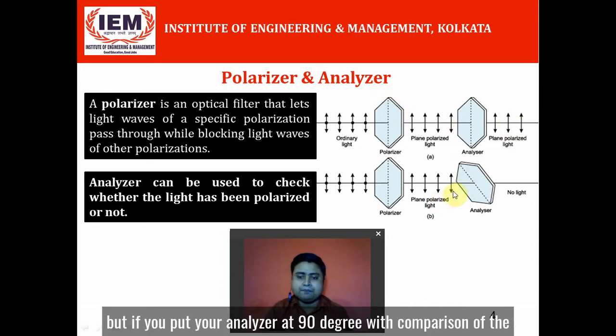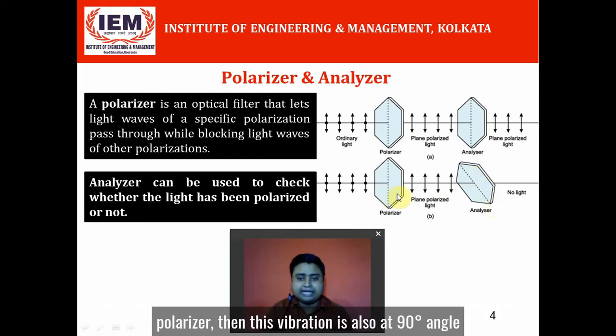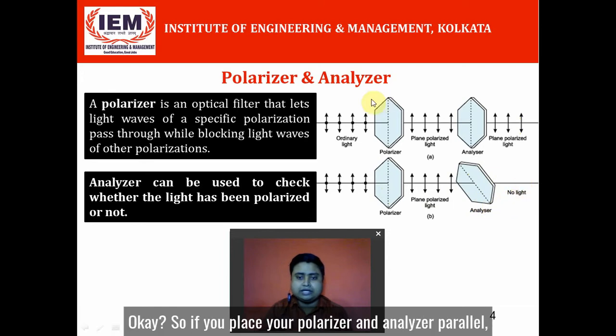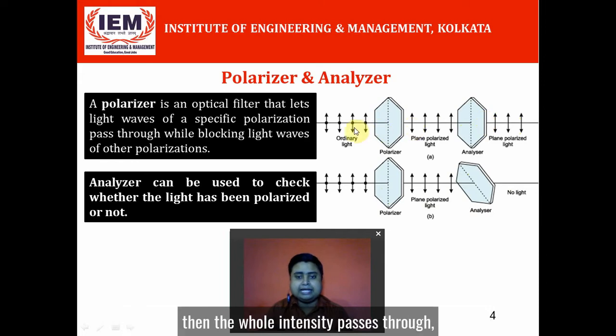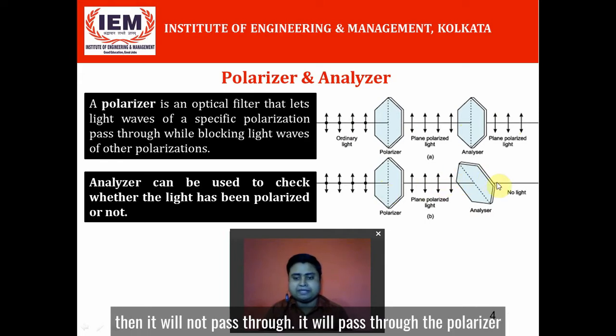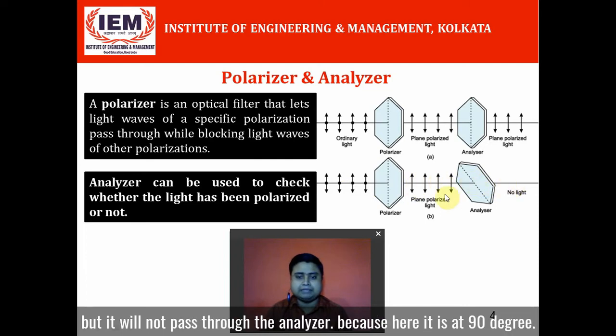But if you put your analyzer at 90 degrees with respect to the polarizer, then this vibration is also at 90 degrees with the analyzer, so it will not pass through. There will be an intensity loss. So if you place your polarizer and analyzer parallel, then the whole intensity passes through. But if you place your polarizer and analyzer at 90 degrees, it will pass through the polarizer, but it will not pass through the analyzer.